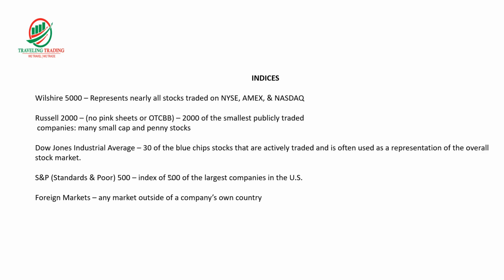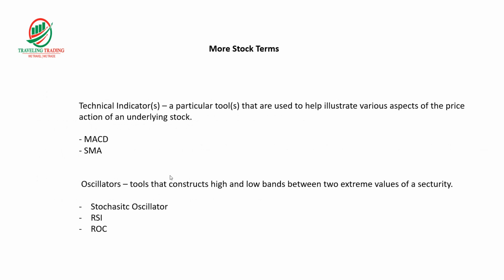S&P, Standard & Poor's 500. This is the index of the 500 largest companies in the U.S. Pretty easy there. Now, foreign markets is basically any markets outside of the company's own country. Pretty simple there. Indices are important, but not too important because certain stocks might follow the way the market moves. So if the Dow was down throughout the day, it's the reason why all the other stocks were trading down as well. If the S&P was up, it's the same reason why your stock was probably up as well, okay? Pretty simple.